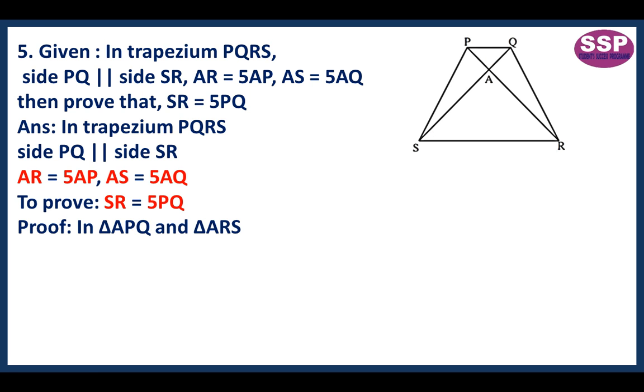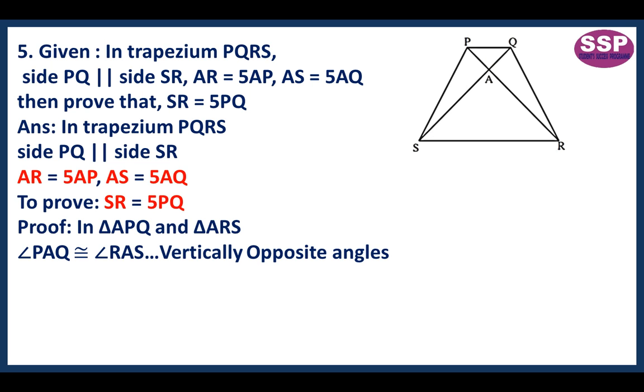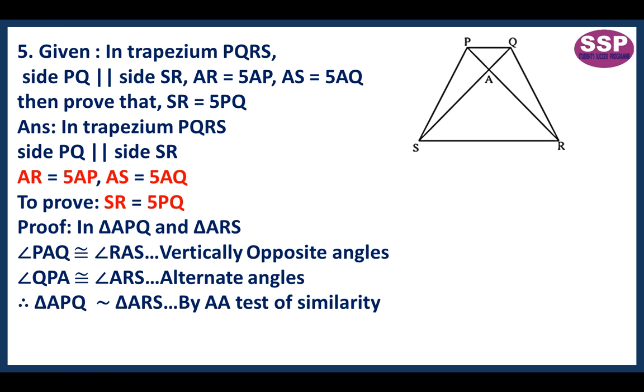Proof. In triangle APQ and triangle ARS, angle PAQ congruent to angle RAS, vertically opposite angles. Angle QPA congruent to angle ARS. These are the alternate angles formed by a transversal PR on parallel lines PQ and SR. Therefore, triangle APQ is similar to triangle ARS by AA test of similarity. Therefore, PQ upon RS is equal to AP upon AR. That is, corresponding sides of similar triangles.